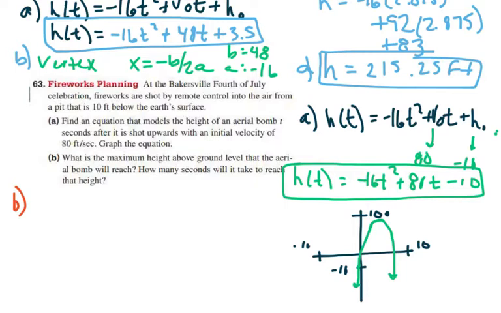And so when we do that, we're going to end up with an x of 2.49999, so 2.5, and a y of 90. So that means 2.5 seconds after that launch, we're going to be 90 feet in the air. That's your highest height.